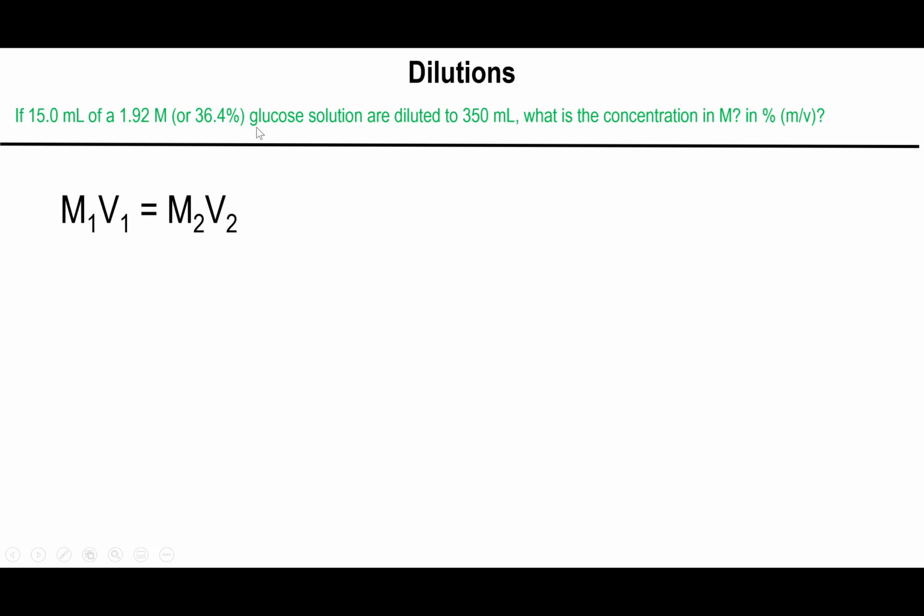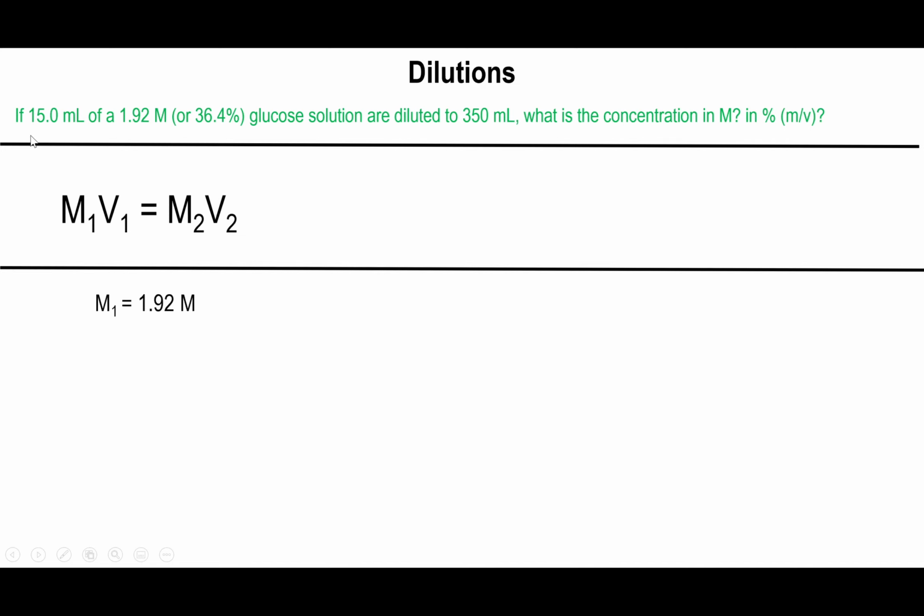So if we look at these things, we have the initial volume, the 15 mLs, right? We also have the initial molarity, 1.92, right? So we have 15 mLs, 1.92 as the initial amount, and then the final volume is 350 mLs. The final concentration, we don't know. In fact, that's what we're after. That's what we're looking for. So what we want to do is solve for M2.